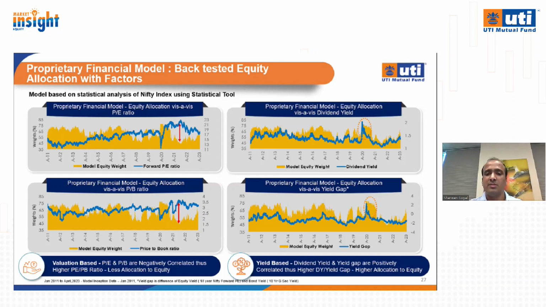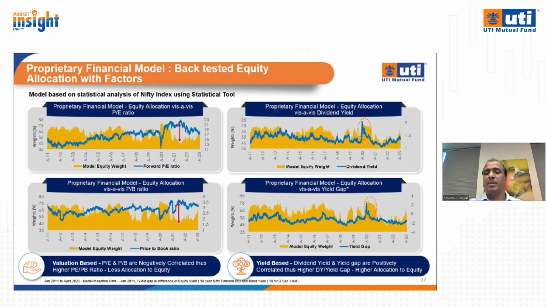you will see that there is an inverse correlation in allocation towards equity as compared to the price to book value ratio of Nifty. While P/E ratio and price to book value ratio are inversely correlated to next 1 year market movement, the two other factors, dividend yield and yield gap, have a positive correlation to next 1 year market returns.